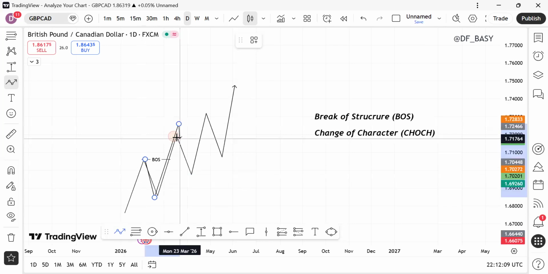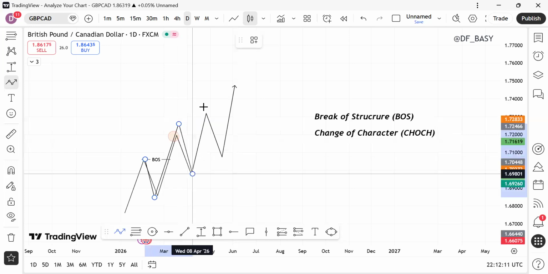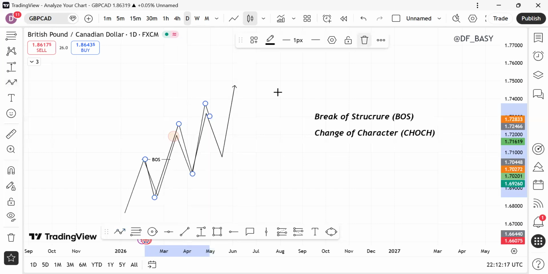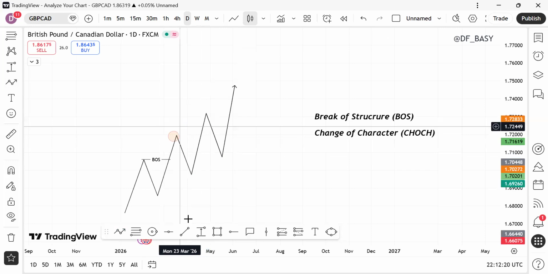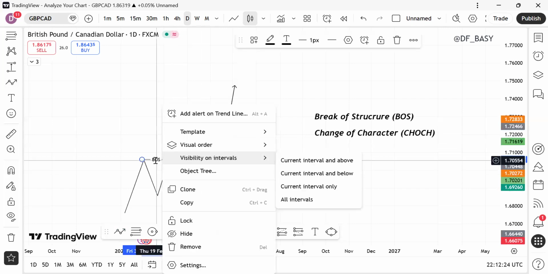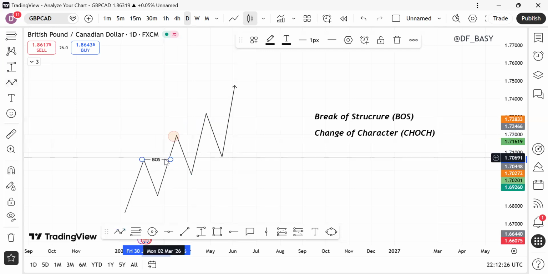Now this is another structure he kept here. Comes down, breaks that structure to the upside. Do you get me? So now, once market is in an uptrend, market breaks structure to the upside, creating higher highs, higher lows. Hope you guys are with me.